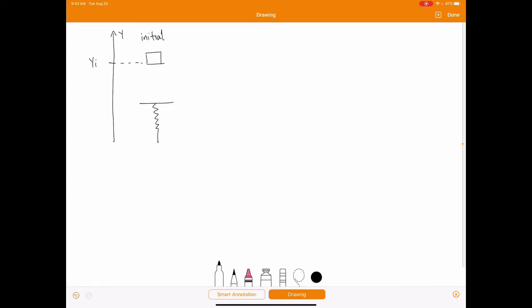And also just remember that we're free to set the 0 point for our y-axis anywhere we like. So I'm going to put it right here. In other words, I'm going to say y equals 0 is just the position of the spring starting off. So that tells us immediately that y initial is 1.5 meters, because we're 1.5 meters above the 0 point. Also, v initial is equal to 0 because we released the block from rest.